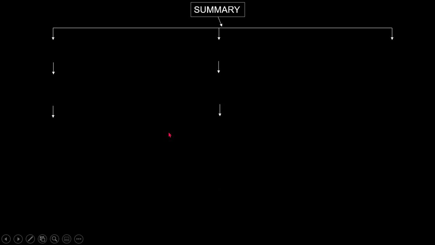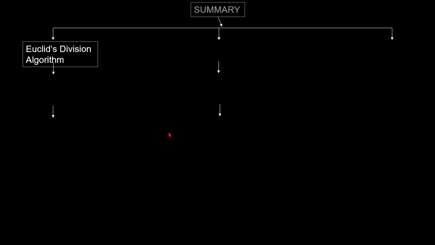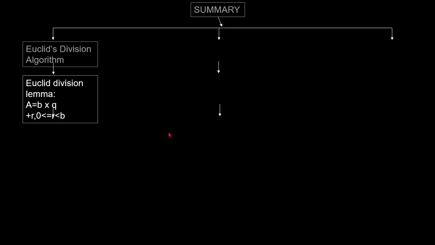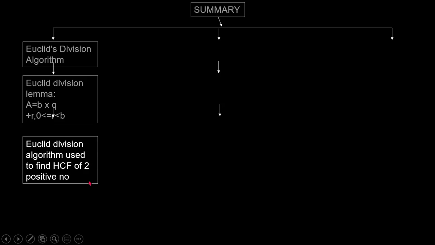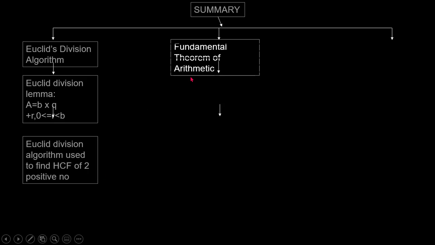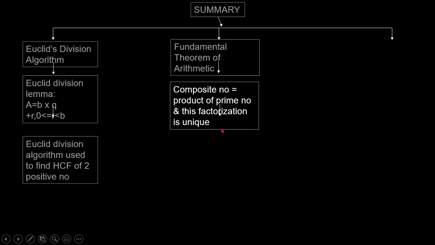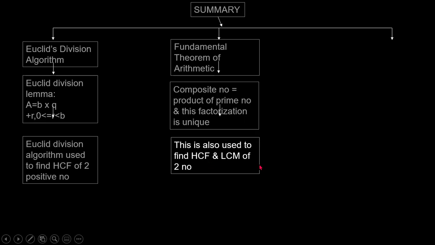What we have seen: we have seen Euclid's division algorithm, from Euclid's division lemma, that is a equals b into q plus r. This should be small a, where r lies from 0 to less than b. We have used this to find the HCF of two positive numbers. Further, we have also seen the fundamental theorem of arithmetic, where we have seen a composite number as a product of prime numbers. This is used to find the HCF and LCM of two numbers.